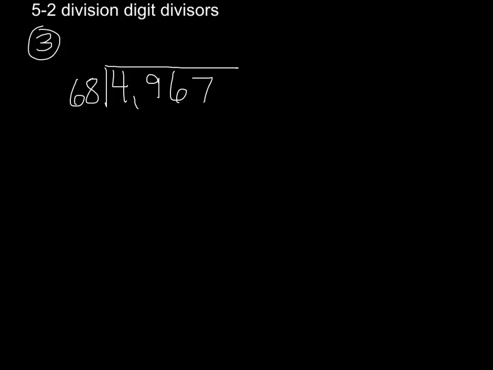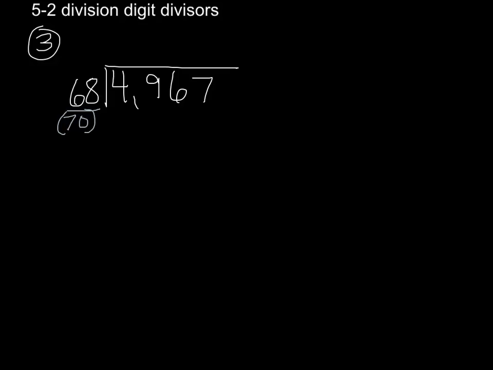Now, here's the tricky trick, or the strategy that may be useful to you. Our big problem here is we don't know our 68s. We're not going to memorize those as math facts, but we can use a number that will help us estimate or get close to what we're going to need. So 68 is really close to 70.